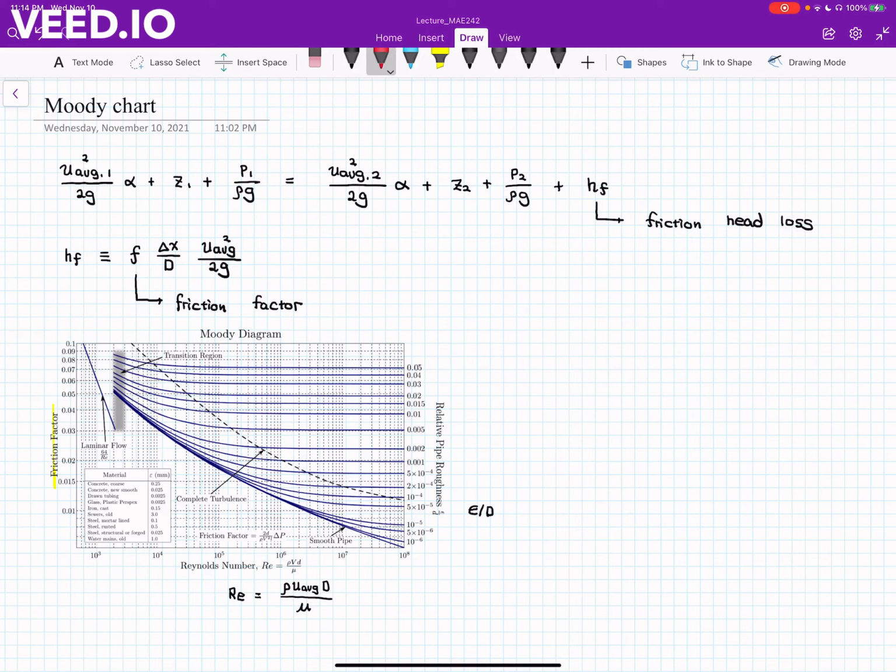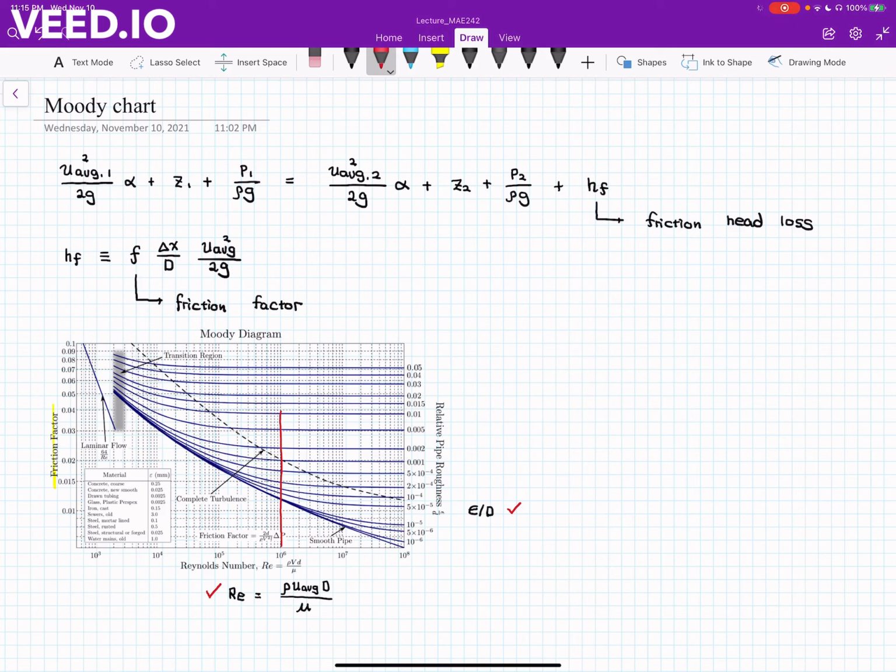So the way you find the friction factor is, first you calculate the value of the Reynolds number just using the density of the fluid and molecular viscosity of the fluid, and average velocity you calculate from a flow condition and pipe diameter D. And usually this average roughness height is given, so this epsilon over D can be calculated. The next thing you want to do is that if the Reynolds number is, for example, a million, then you follow this vertical line where the Reynolds number is a million.